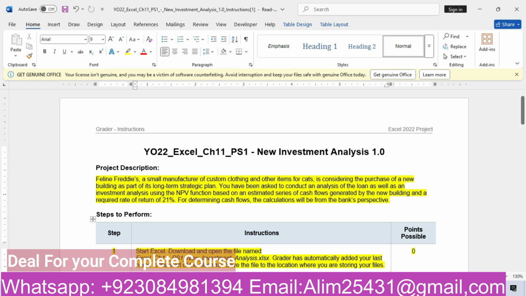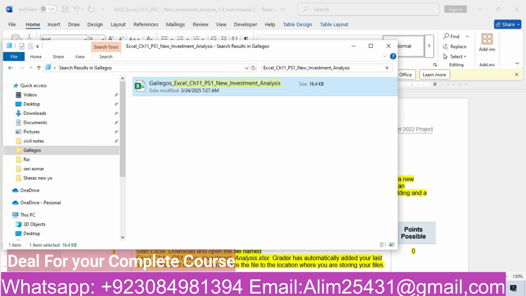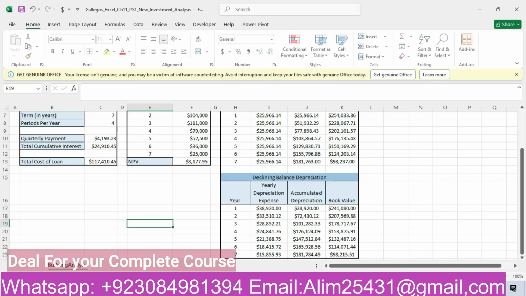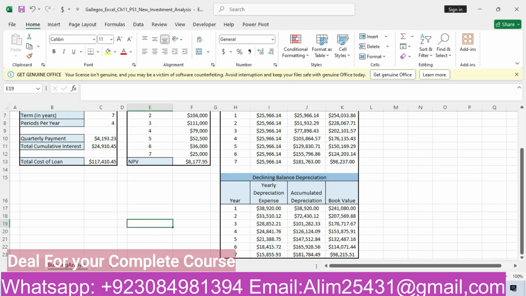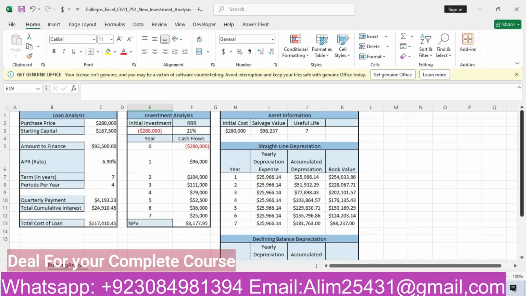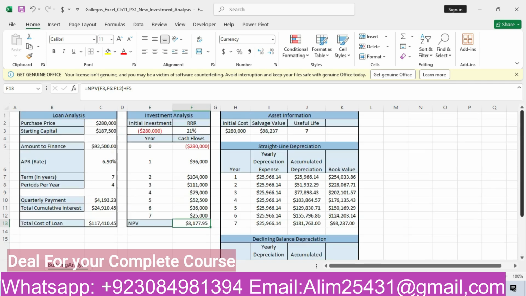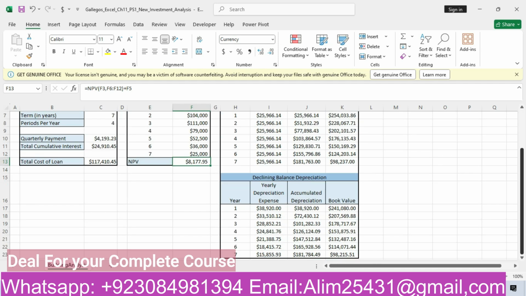I will show you the complete solution of this file, how it will look when you complete this one file. That is the final form of this assignment. It's opening now. You see, when you complete this file, it will look like that. These formulas, it consists of too many formulas like that.